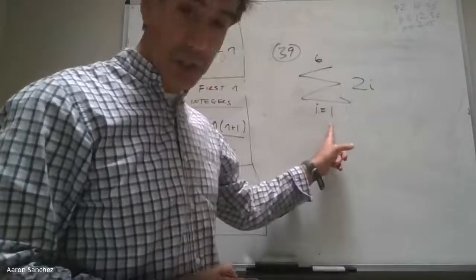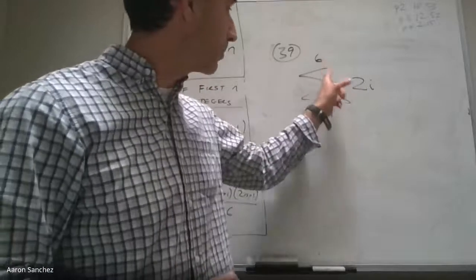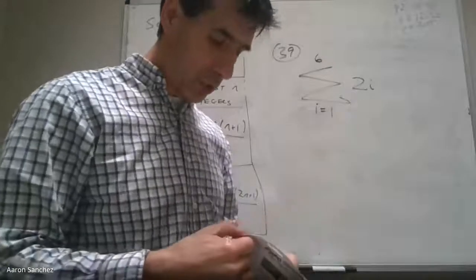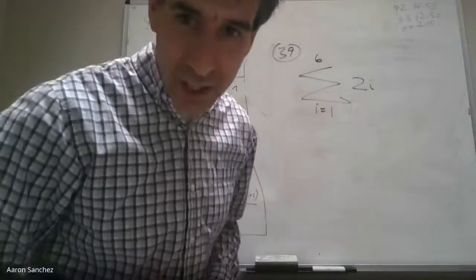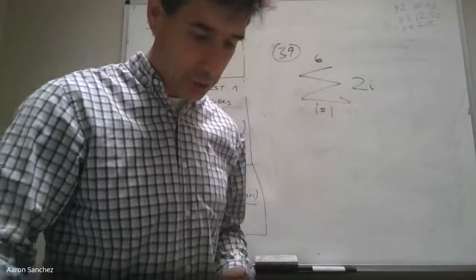So I start with my first term, I end with my sixth term, and I have to multiply it by 2. Okay? Now, the best way to do this is to make a table so we understand what's going on.